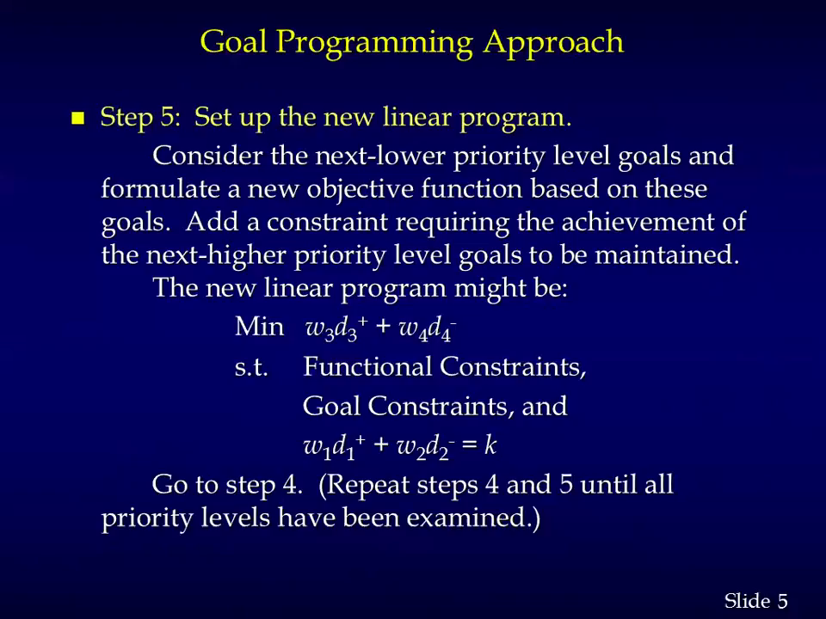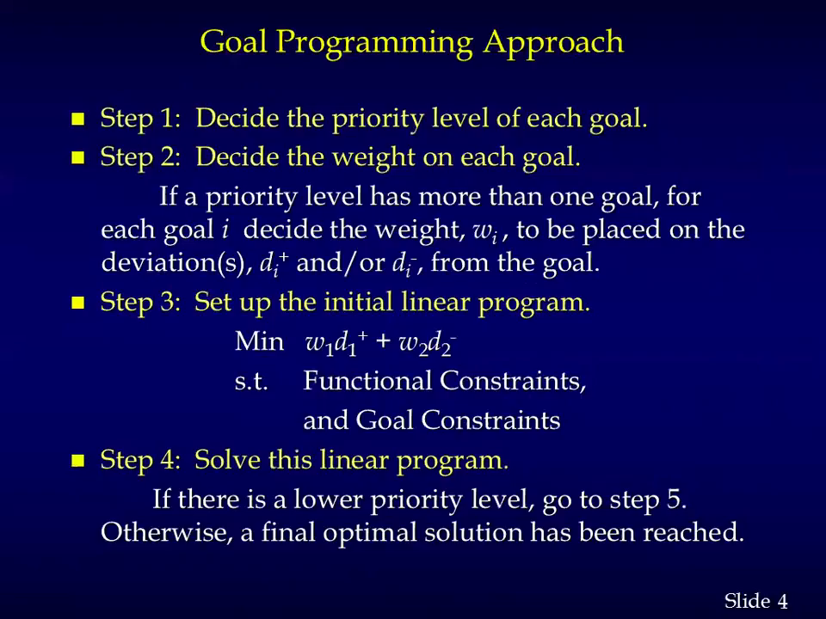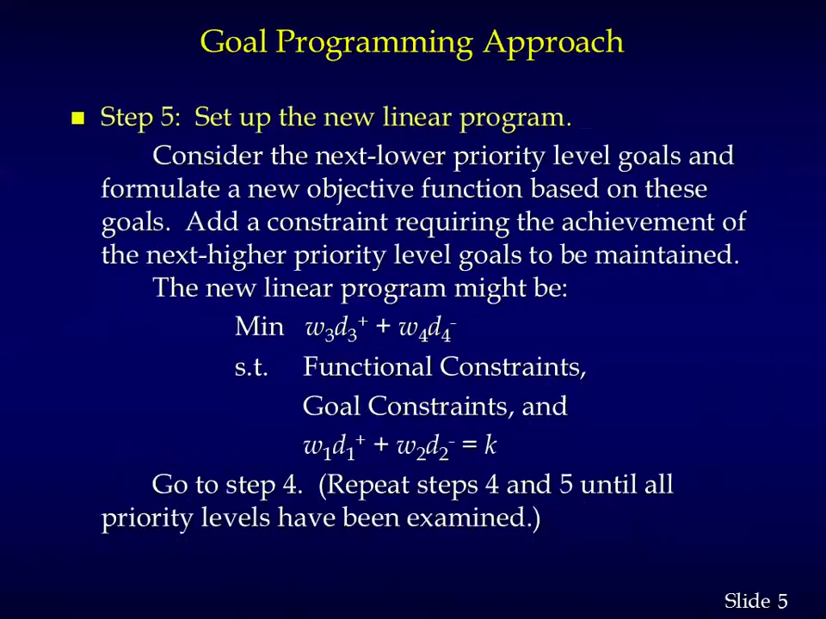So for example, if at priority level 1, this was W1 D1 plus, W2 D2 minus. Suppose that is achieved at level K. Then bring in this constraint before minimizing the next one, and so on. And we keep on doing this until all priority levels are over.